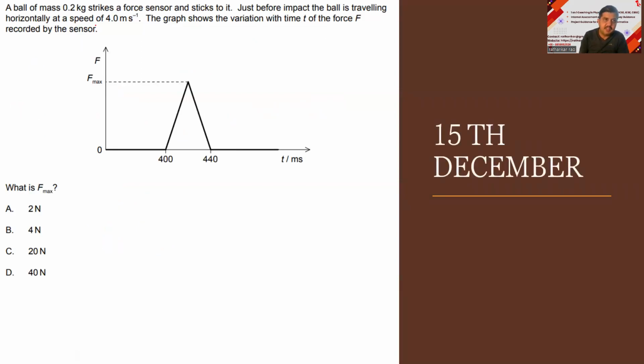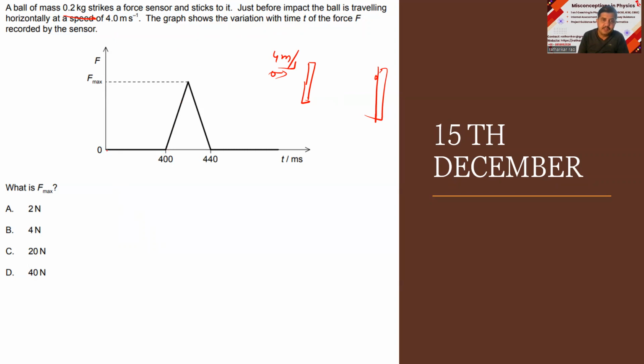A ball of mass 0.2 kg. This is a wonderful problem. 0.2 kg strikes a force sensor. Mass is given, and it strikes a force sensor. So let us say this is my force sensor. You have a ball which goes and strikes it just before impact and sticks to it. After striking it, it sticks to it. Just before the impact, the ball is traveling horizontally at a speed of 4 meters per second. The graph shows the variation of force with time t.